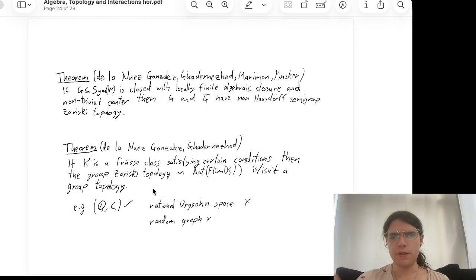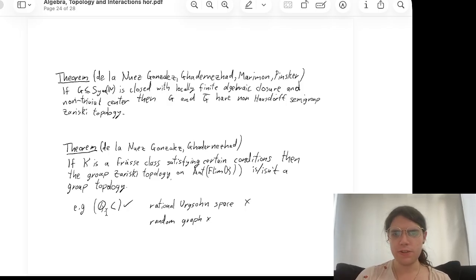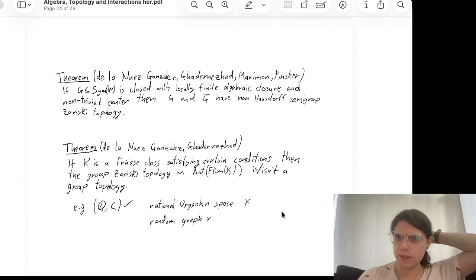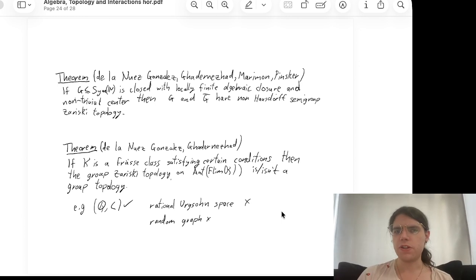Okay, and you can also look at the automorphism groups of certain Fraïssé limits, and it can vary whether or not you get a nice group Zariski topology. Sometimes it's not a group topology, sometimes it is, and this has been understood for certain examples. So the Fraïssé limit of the finite total orders gives you the rationals. In that case, you have a group topology as your Zariski topology. And if you look at other nice structures, including the Urysohn space and the random graph, you don't get a group topology. So there's a lot of variety in what results you get, depending on the structure.